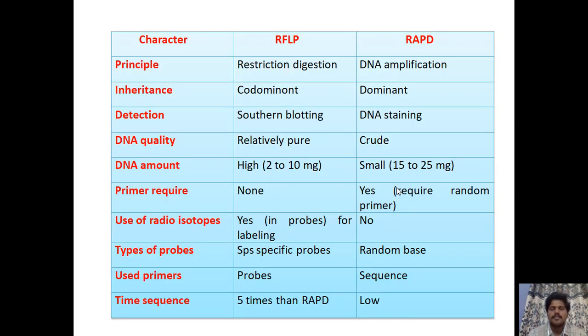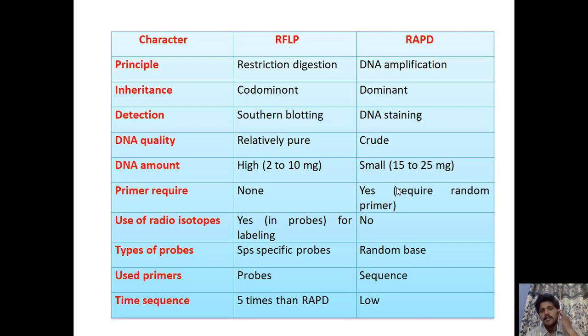So, short differences if you observe. The principle of RFLP is restriction digestion, whereas in RAPD it is DNA amplification. Inheritance is codominant in RFLP; RAPD is dominant. The detection technique is Southern blotting for RFLP and DNA staining for RAPD. The DNA quality required is relatively pure in the case of RFLP, while crude DNA also works with RAPD. The DNA amount is high in RFLP, 2 to 10 micrograms, whereas for RAPD it is somewhere around 15 to 25.